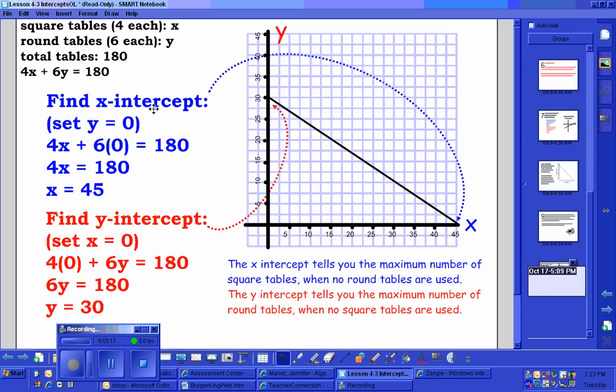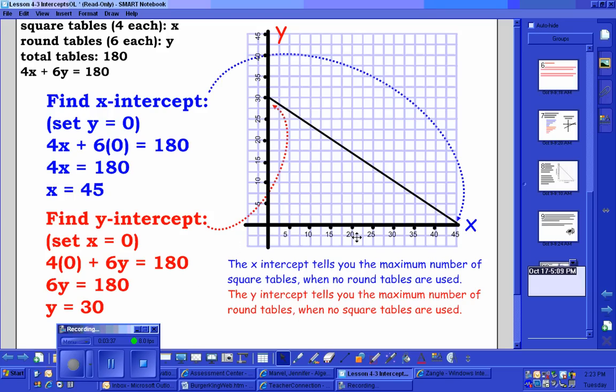First, to find the x-intercept, again we set y equal to 0. We determine that x is 45, and we can plot that on the graph here. To find the y-intercept, we set x equal to 0. We find out that y is 30, and we plot that on the graph here. Connecting the 2 points gives us a straight line that tells us the possible combinations of tables.